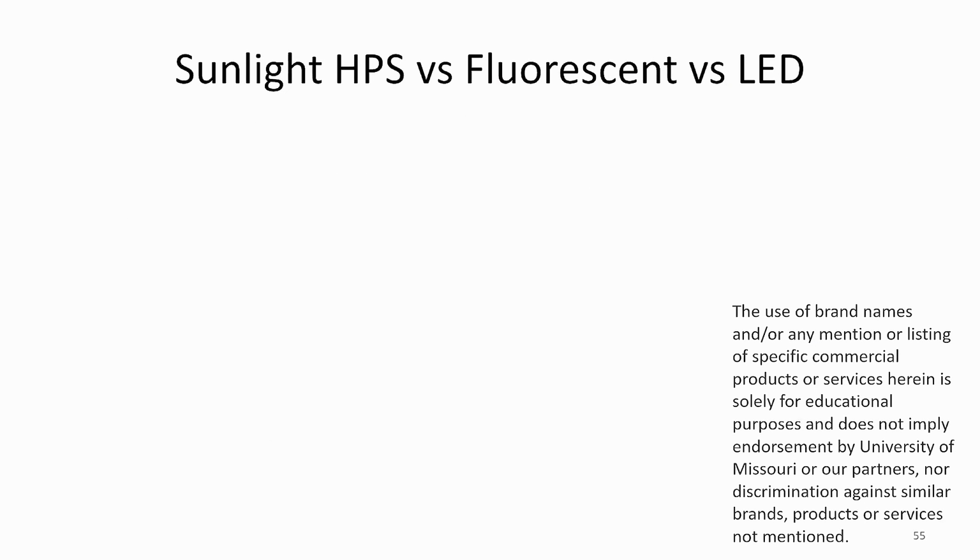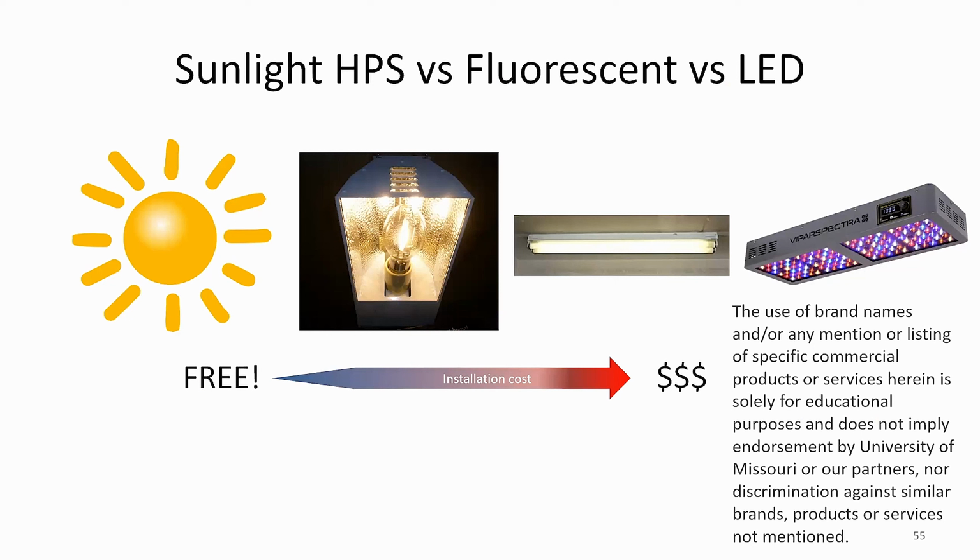All right, so let's compare. Obviously, we know that sunlight is free. In terms of initial capital investment, high pressure sodium lights are going to be cheaper to acquire, and they're going to have wider coverage areas. So you're going to end up needing fewer light fixtures as opposed to fluorescent and LED lamps, which you need to put closer to the plants. They're going to be more expensive because the technology itself is more expensive, but also you're going to need more fixtures. LED lights are the most efficient light, hands down.